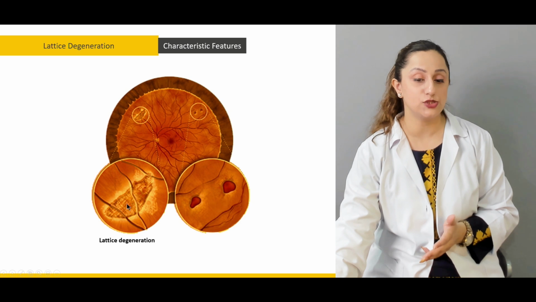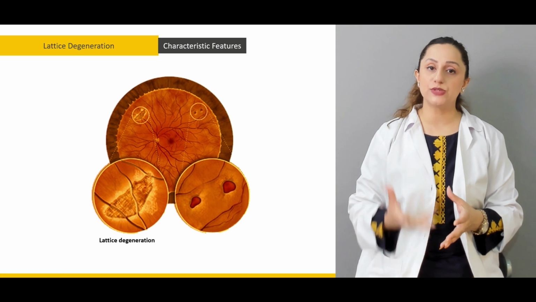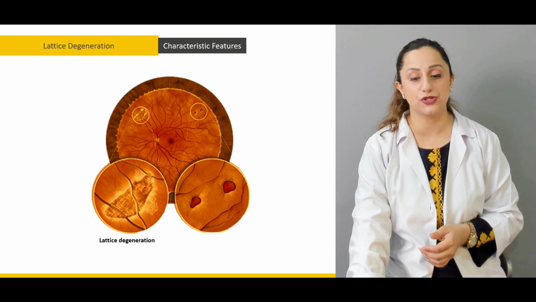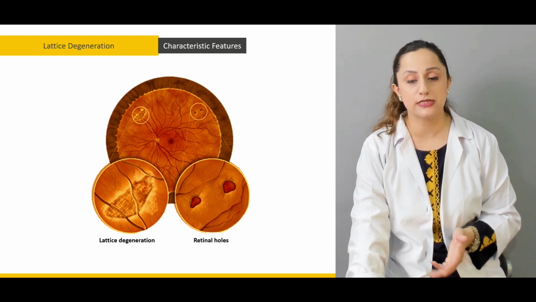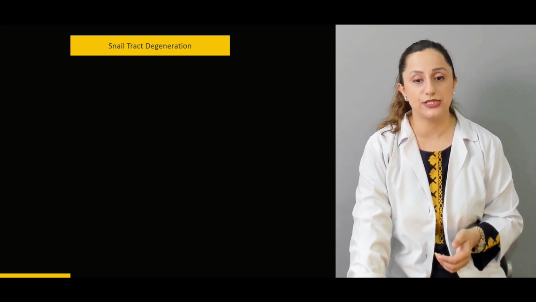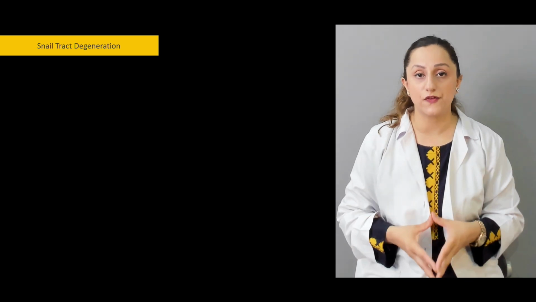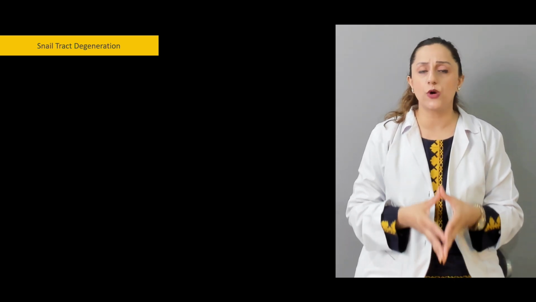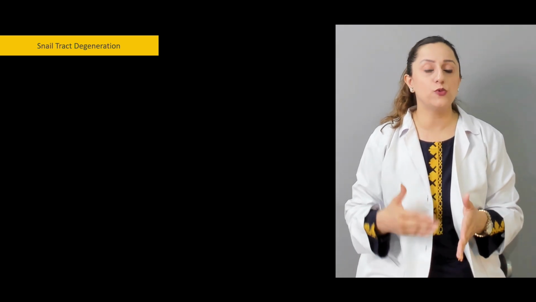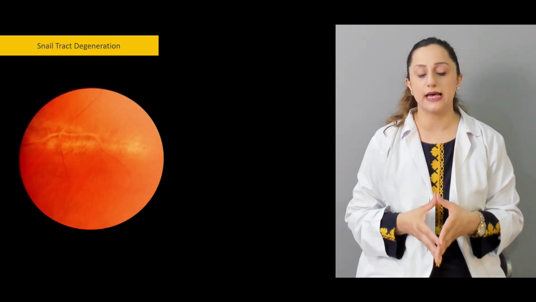The meshwork that you can observe over here is what gives the name to this particular condition, that is, latticework degeneration. Then the retinal holes are again one of the most common characteristic features of latticework degeneration. Snail track degeneration is another variant of latticework degeneration. It's one of the most common variants, with the snowflaking mechanism, or the white frost appearance. That is the major characteristic appearance as you can see over here.